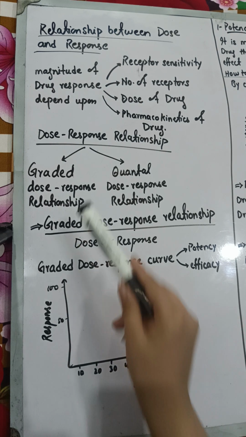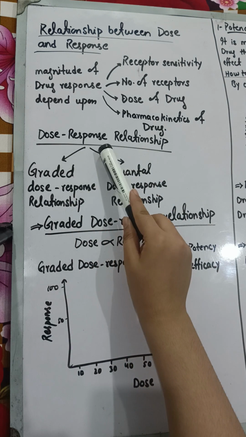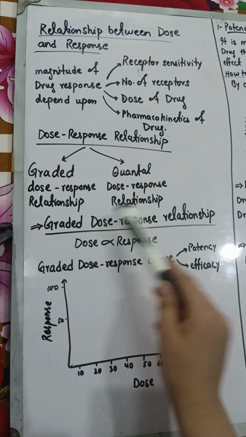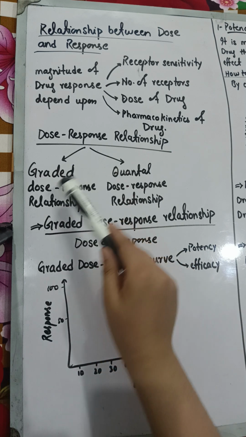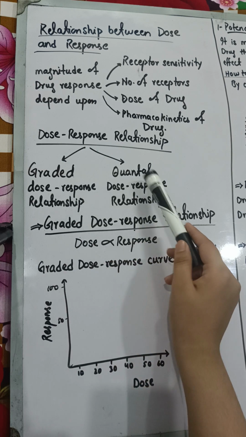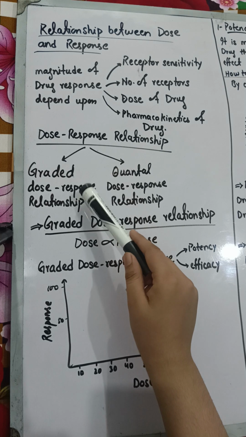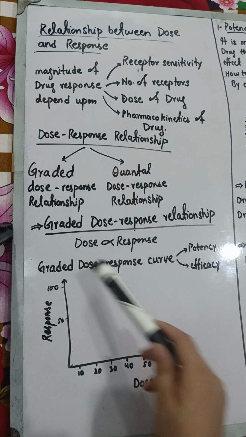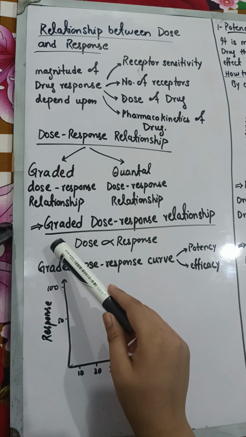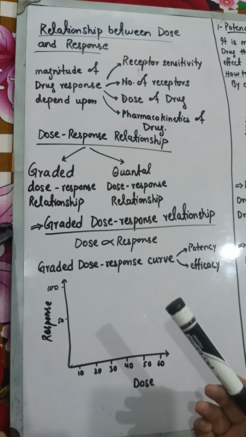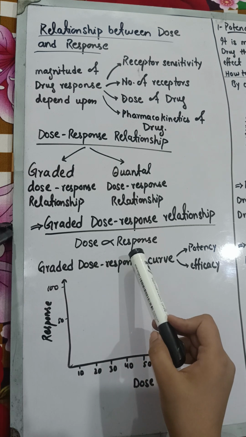Now we are going to study the relationship between the dose of the drug and your response. There are two types of relationship which we are going to study. The first is the graded dose relationship, and the second is the quantal dose relationship. First of all, we are going to discuss the graded dose relationship. Always remember that the word graded means to increase, meaning whenever you increase your dose, you increase your response.